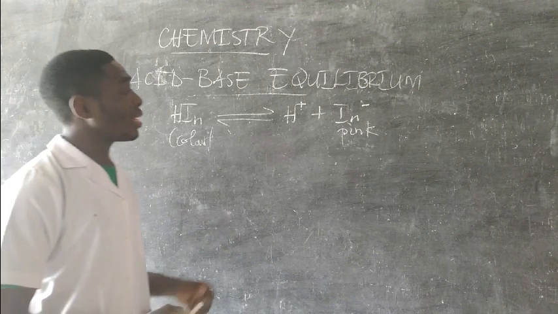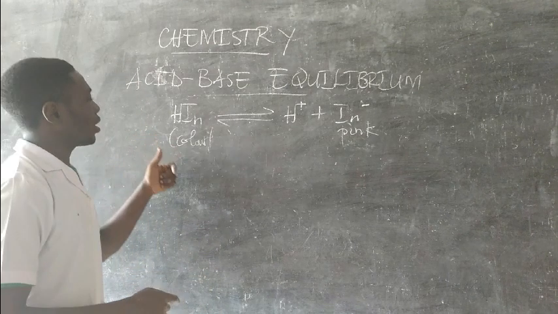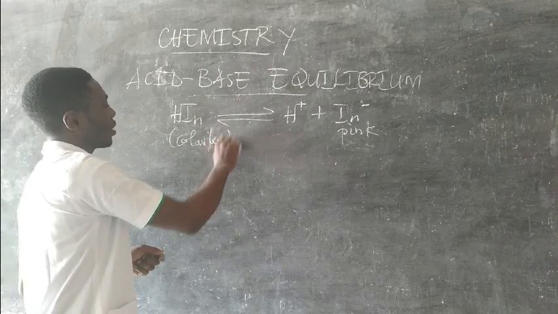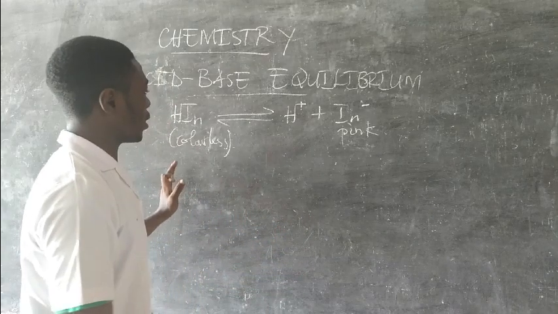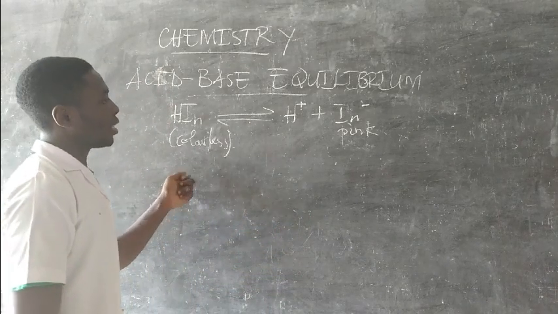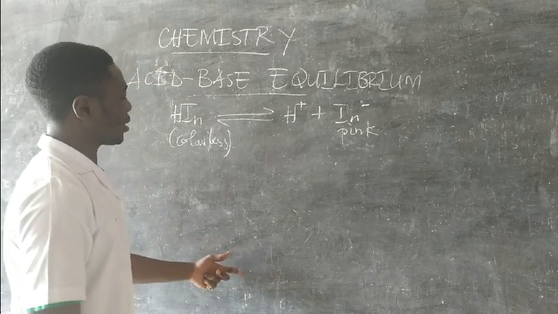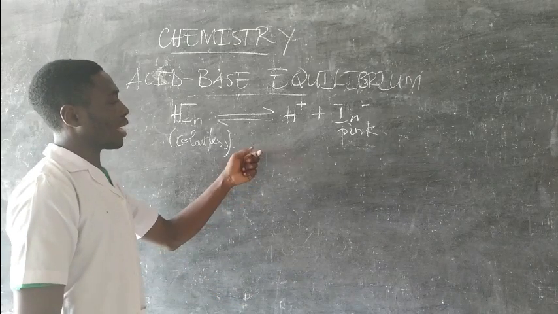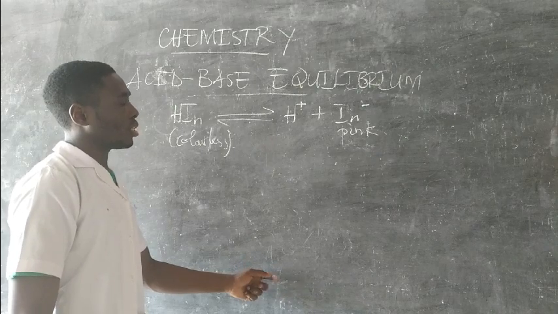In the later part of the video, we discussed how the color of an indicator changes when you put it in an acid or a base. And in the latter part, we explained why the color changes when the acid is in the conical flask and the base is in the burette. Why does the color change?